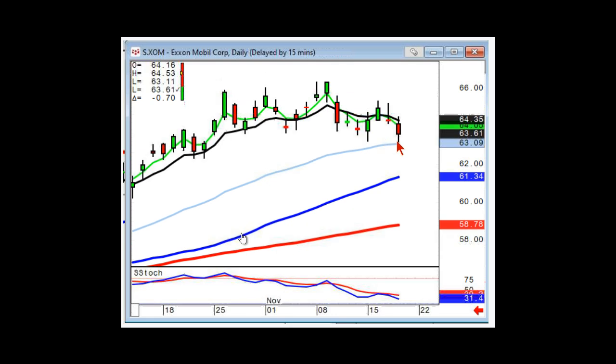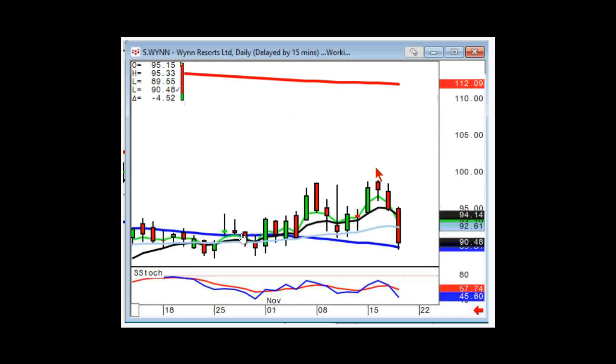ExxonMobil, I wouldn't be long, and probably the percent return to go short isn't worthwhile. I wouldn't be long or short this one right now. Again, it's an institutional trader.